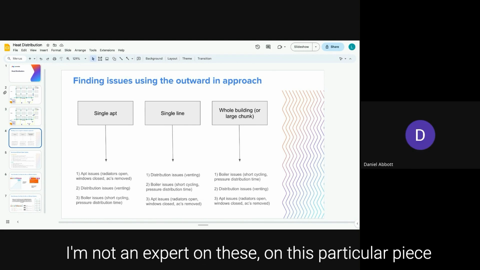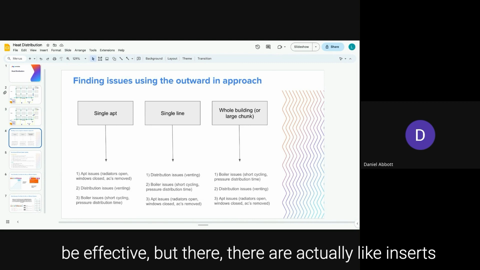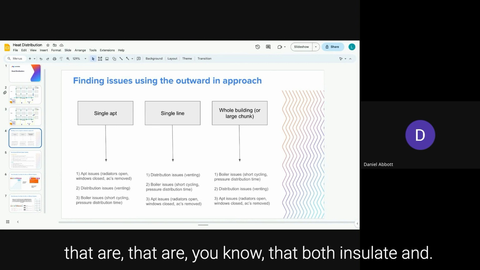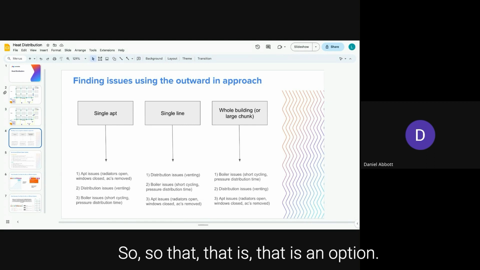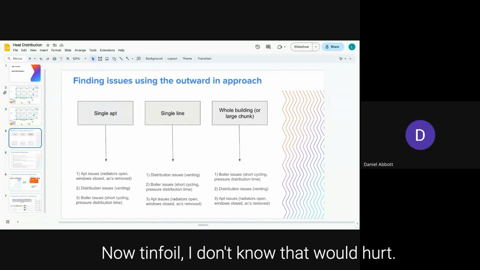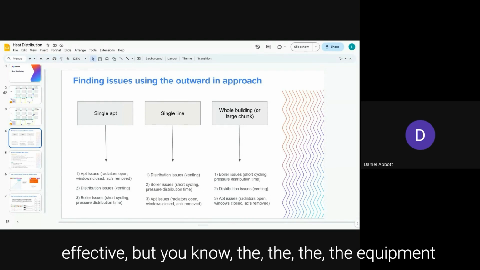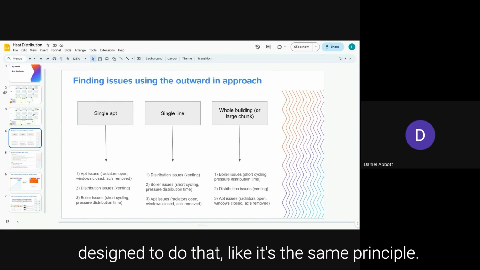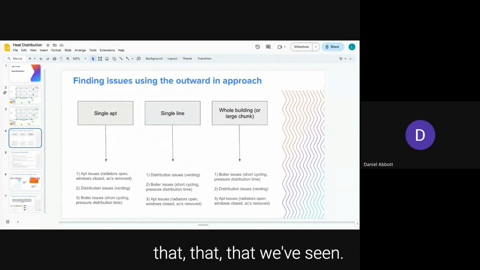I'm not an expert on this particular piece of equipment, and tinfoil may or may not be effective, but there are actually inserts that both insulate and reflect the heat back out. So that is an option. Now, tinfoil, I don't know that it would hurt. It may or may not be super effective, but the equipment designed to do that is the same principle, and that is something that we've seen.